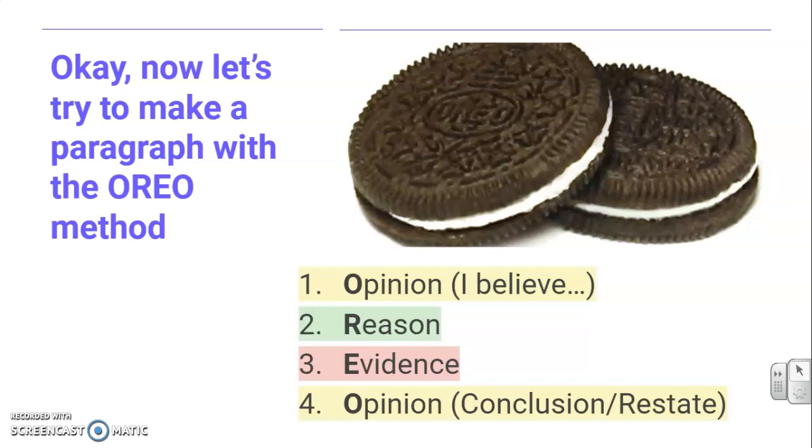So number one, you start with your opinion, an I believe statement. Number two, you give a reason for why you believe that. Number three, you give the evidence or the filling right here, okay? And then four, you give your opinion again. You write a conclusion statement and you restate your idea. So restating your idea just means that you say what you believe one more time with different words.